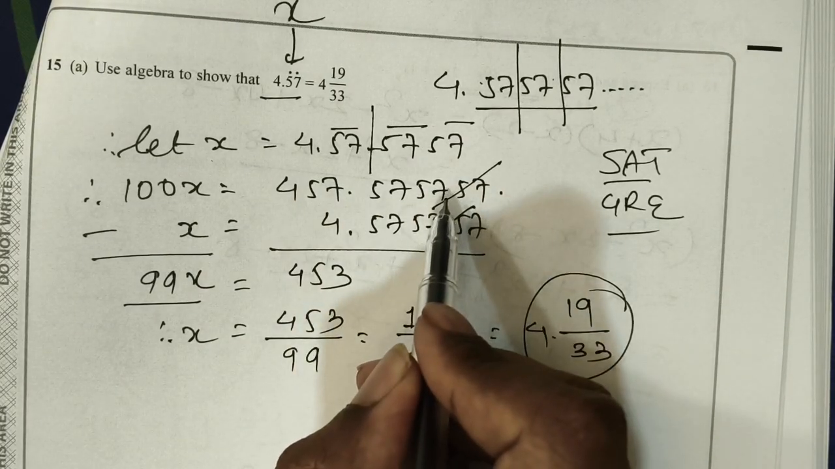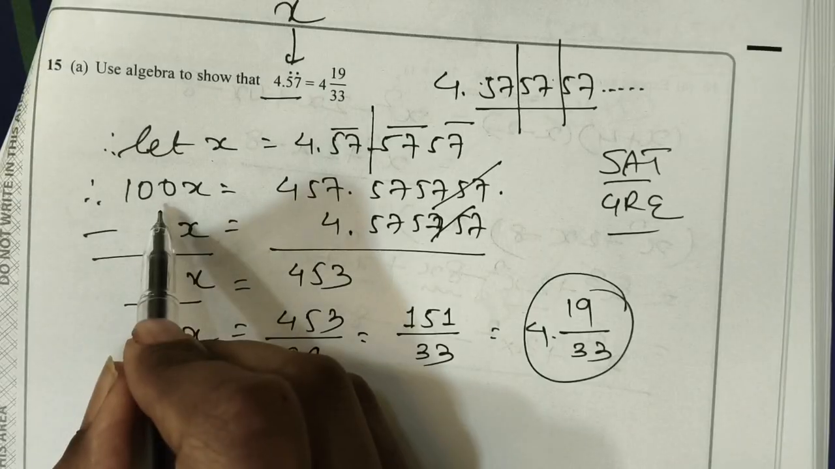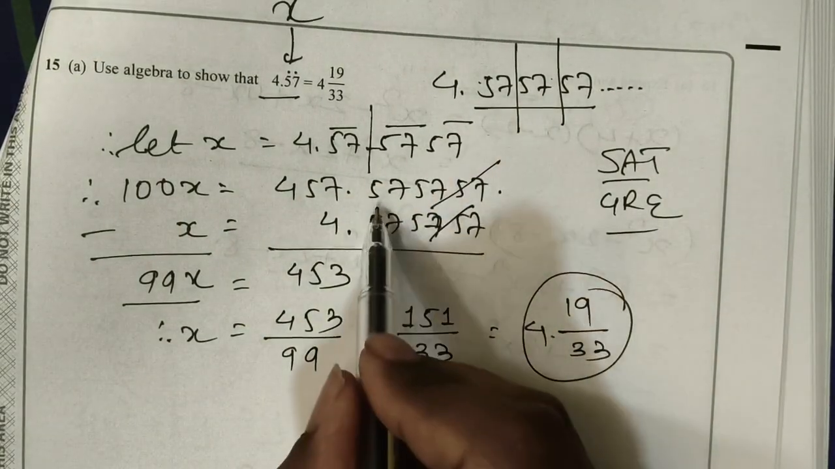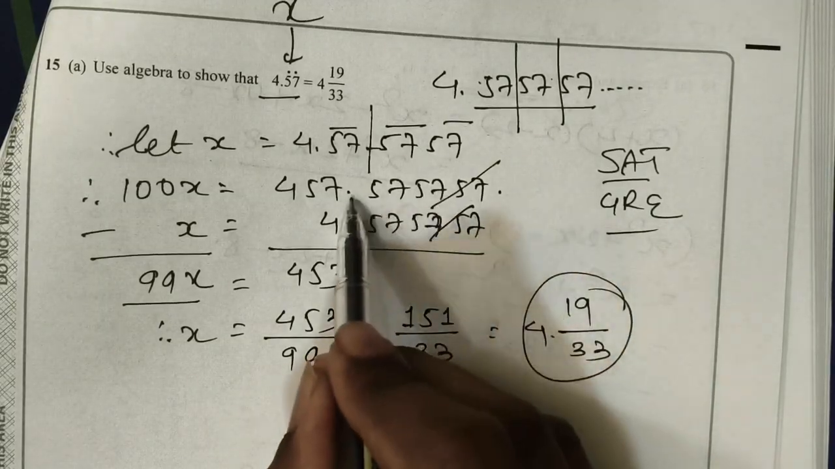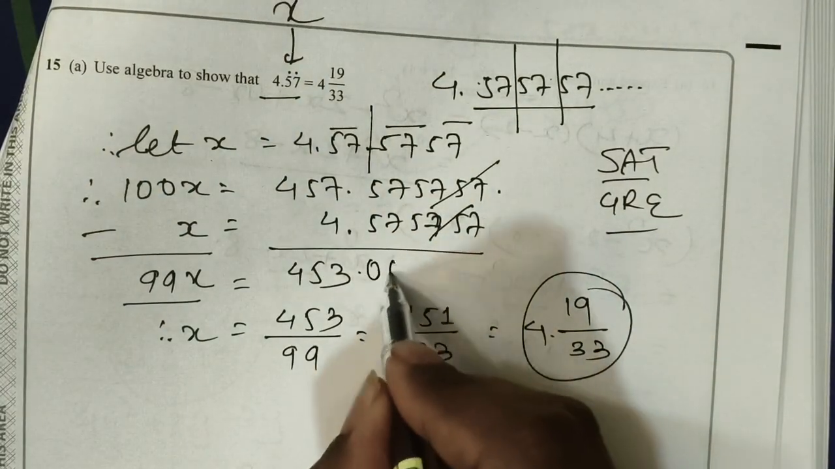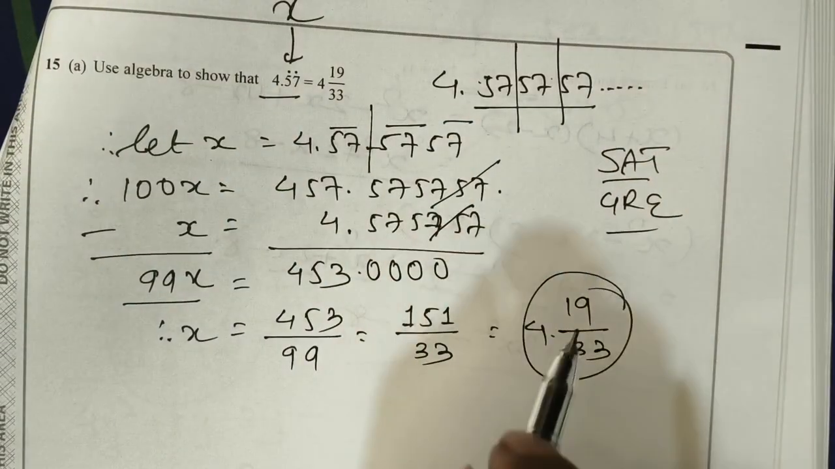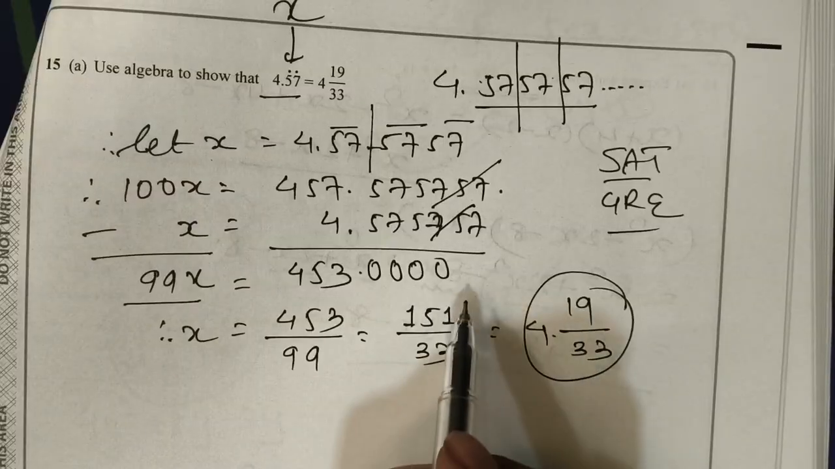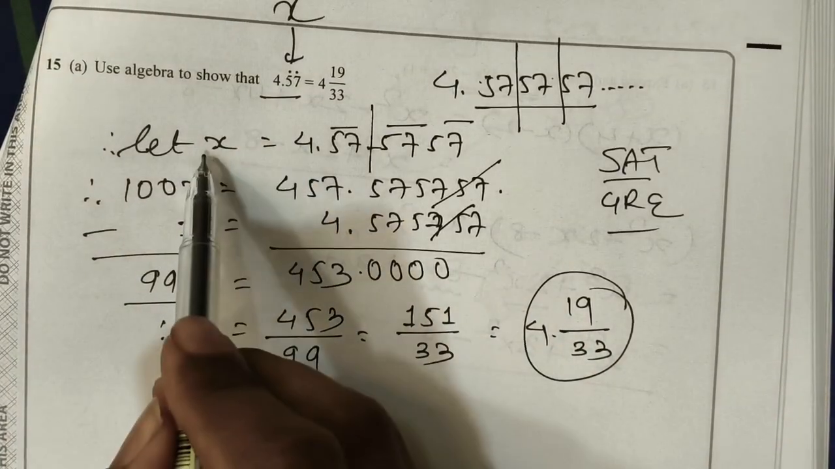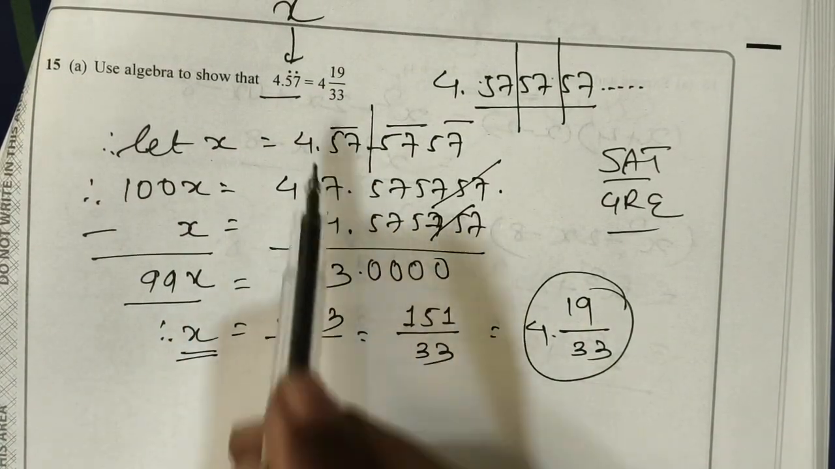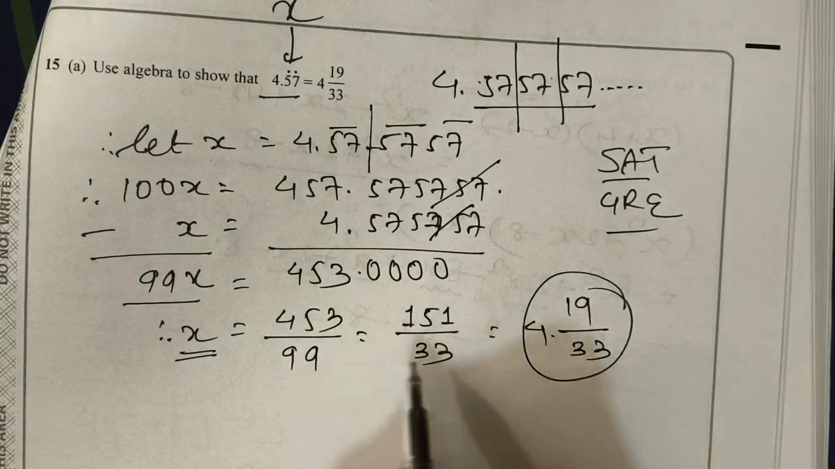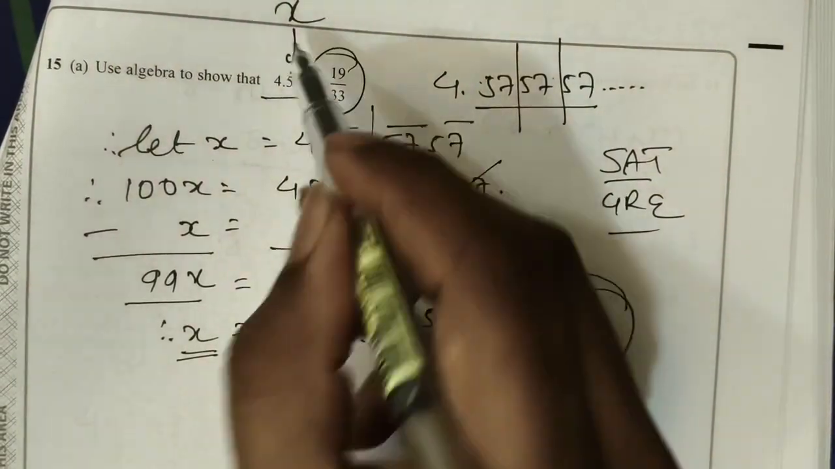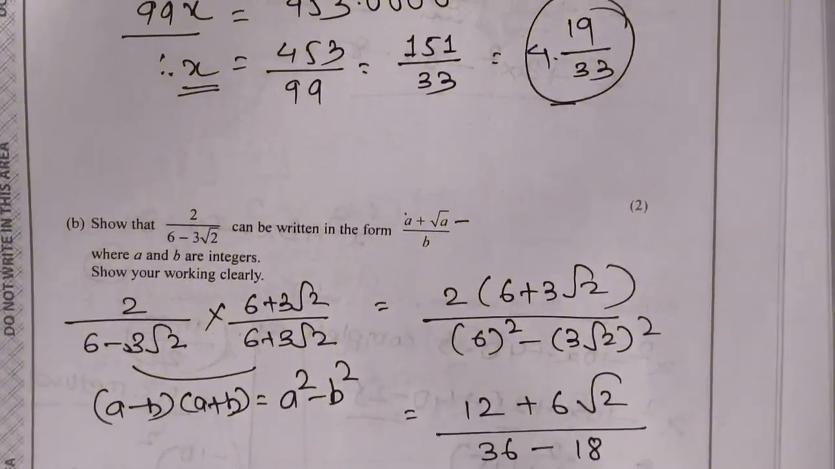457.575757 recurring. Right? And then I subtract this original x. So I subtract 4.57. Now what magic you see? All these recurring integers, they are completely eliminated because this is nothing but 0, 0, 0, 0. They are eliminated. That was my purpose of this sum. Correct? So now 99x equals 453.000. So x, which was my original value, because I had said let x be this value, correct? I wrote it as 453 upon 99 is equal to 151 upon 33, which equals to this. And this is what we wanted to prove. Correct? Simple sum for 2 marks.